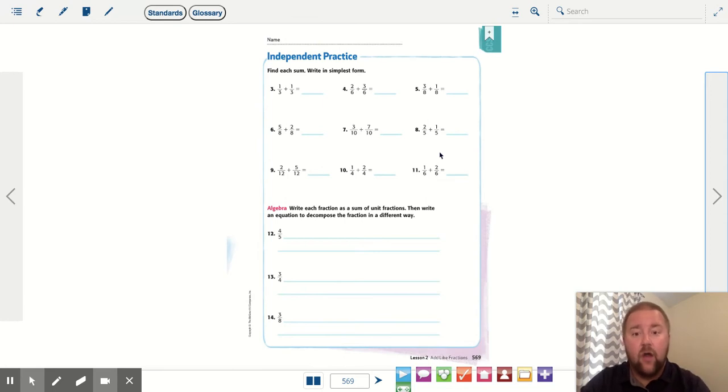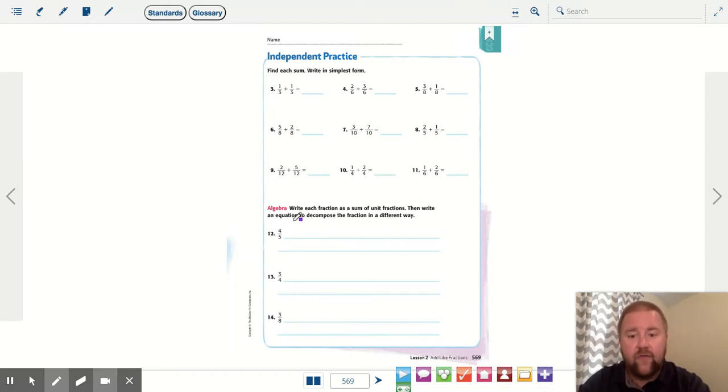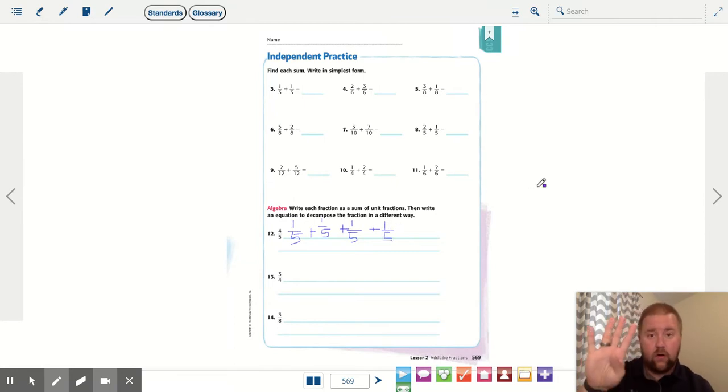And we'll get a better understanding of that when we go down here into 12, 13, and 14, where it says to write each fraction as a sum of unit fractions. We learned about unit fractions earlier on, okay? And unit fractions is when you have a fraction with 1 as the numerator. So 4/5 is going to just be 1/5 plus 1/5 plus 1/5 plus 1/5. Because, again, that is 4 of the fifths.